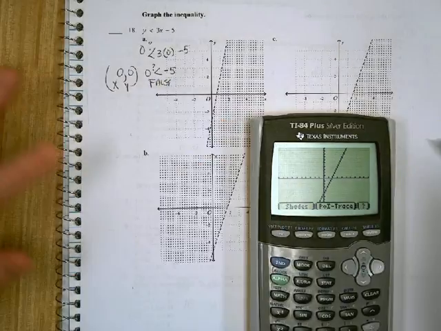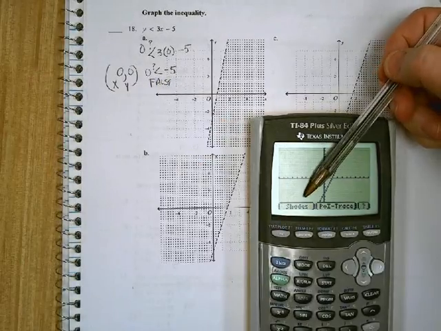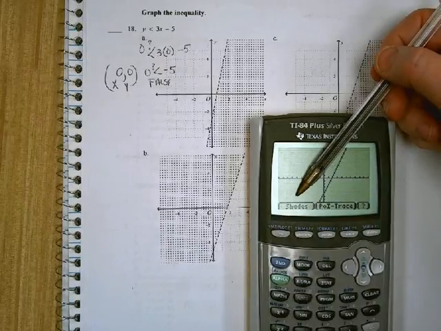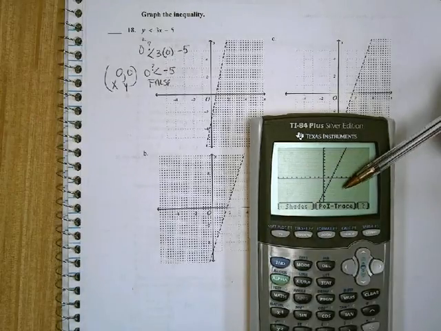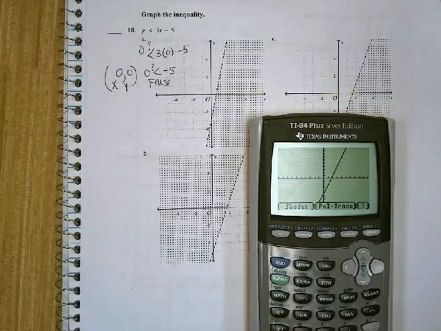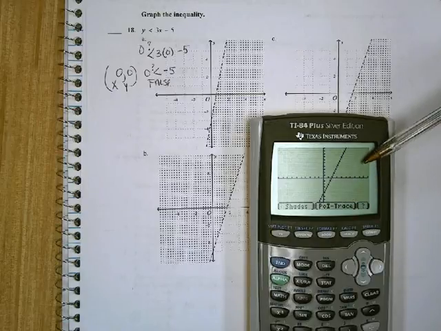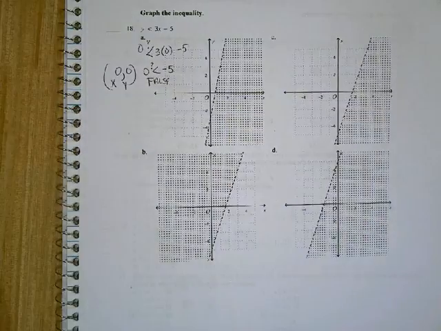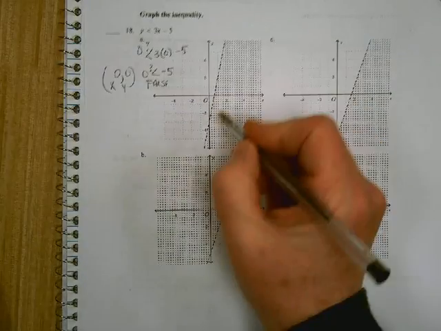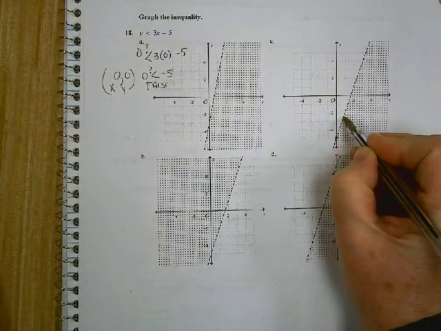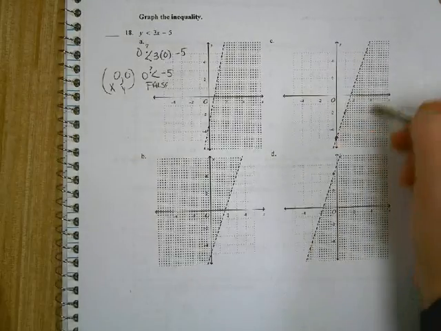So this side of the graph gave me a false answer. So that means this is the true side. One side's true and one side's false. This is the false side, so this is the true side, so this is where you would shade. So let's see, which one's shaded there? Which one's graphed correctly? Let's see, -5, slope is 3 over 1, and shaded over here. So that one is C.